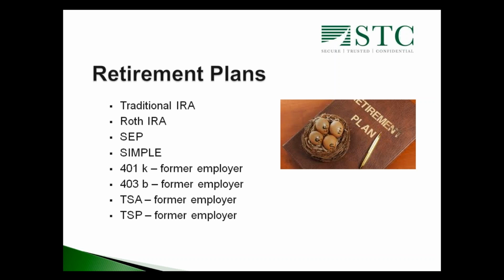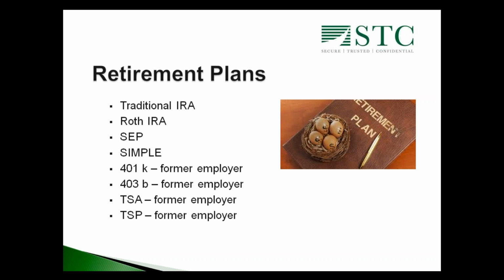charitable organizations or nonprofit organizations. TSA is a tax-sheltered annuity, and TSP is a thrift savings plan. If you formerly worked for an employer and participated in one of those types of plans, and you no longer work for them, then you can roll the monies out of those plans and transfer them into a self-directed account that you qualify for, a traditional IRA or a SEP if you have a business. So you can move the monies out of those accounts into a new account that can be self-directed.